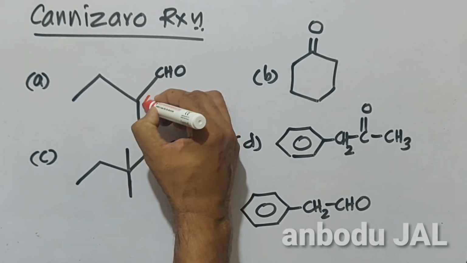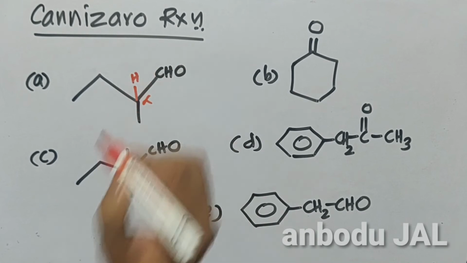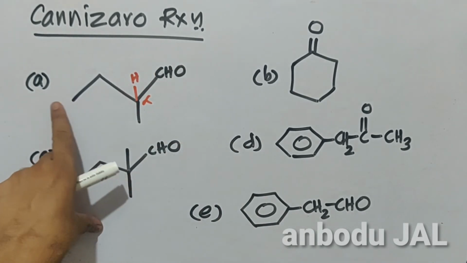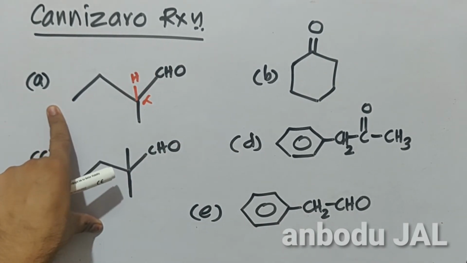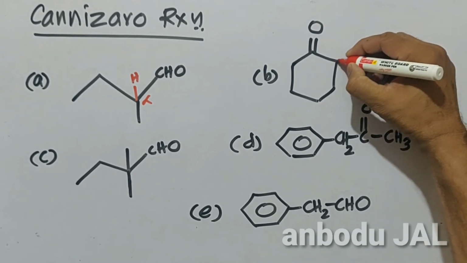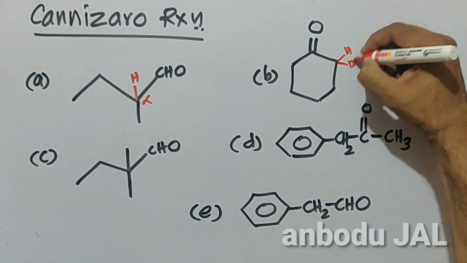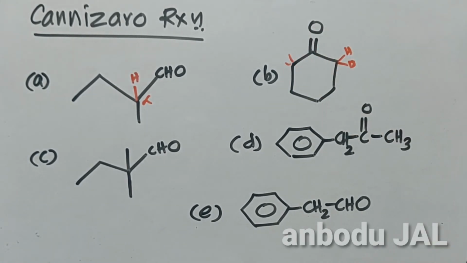This is alpha carbon, there is 1 hydrogen atom present. So this compound does not undergo Cannizzaro reaction. Here also alpha hydrogen, 2 alpha hydrogens on this side, and on this side also 2 alpha hydrogens. So this does not undergo Cannizzaro reaction, and also this is a ketone.